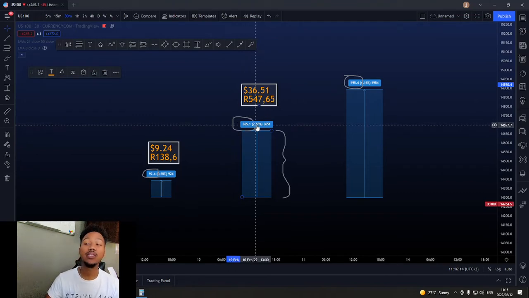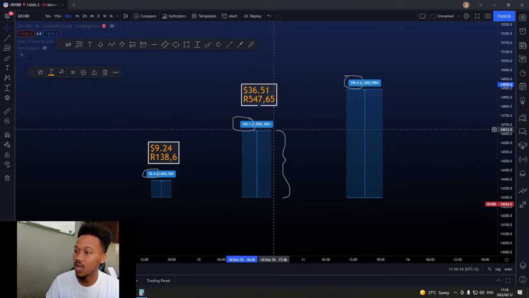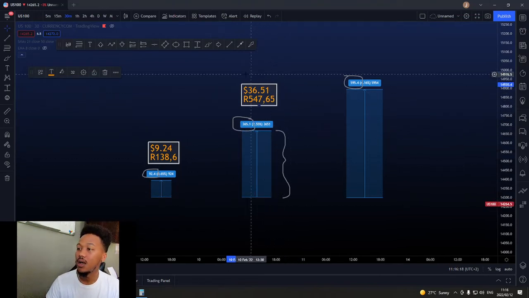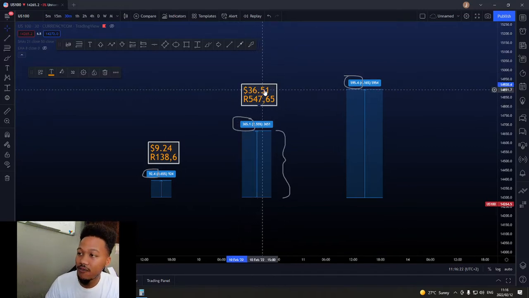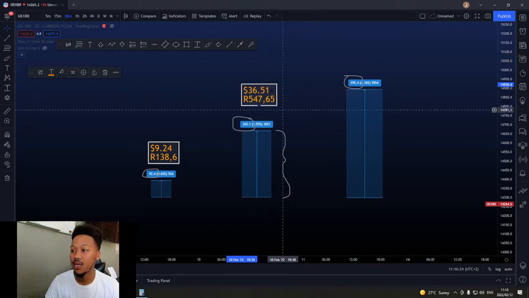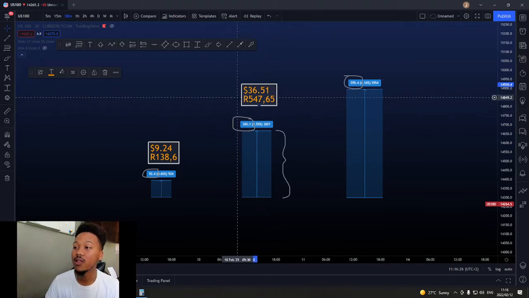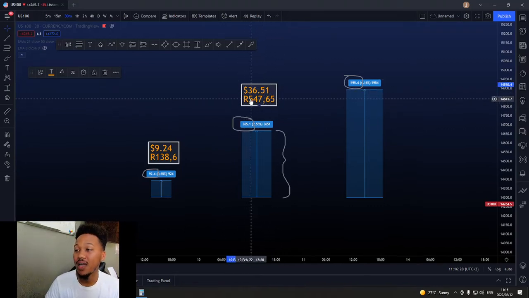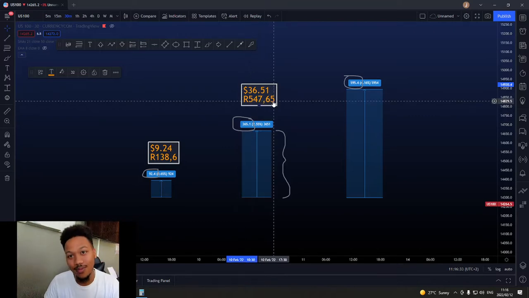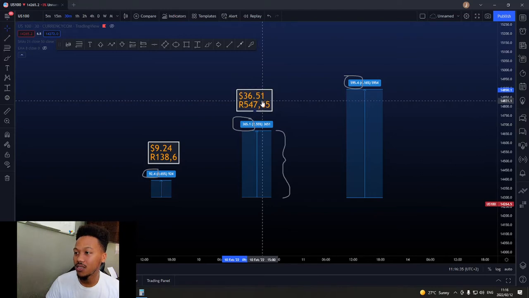This would be basically saying that, let's say for instance, this is how much you're willing to profit. You are willing to profit $36.51. In ZAR, you are willing to profit 547.65 ZAR. Okay, let's have our last example over here.